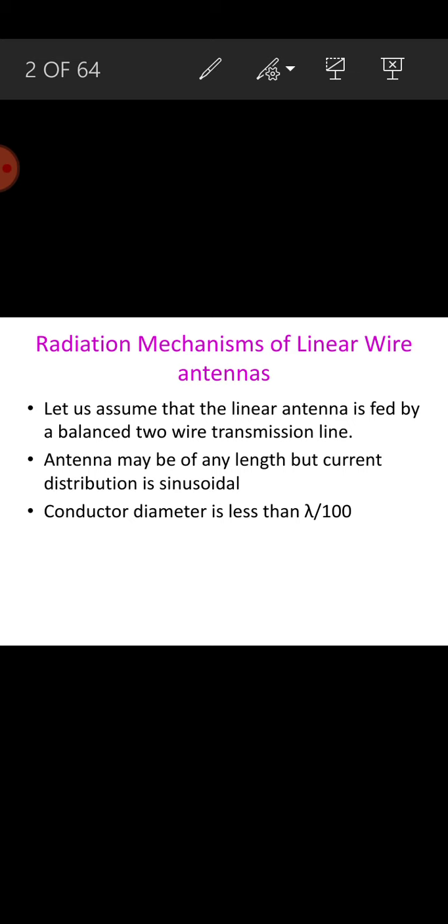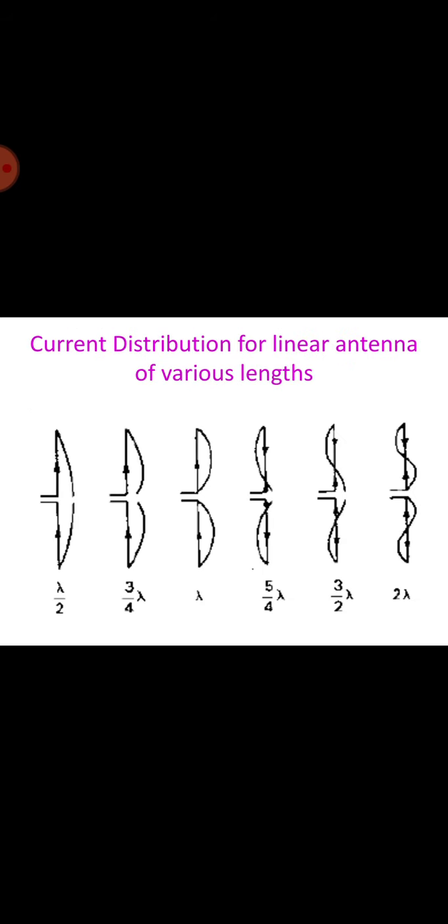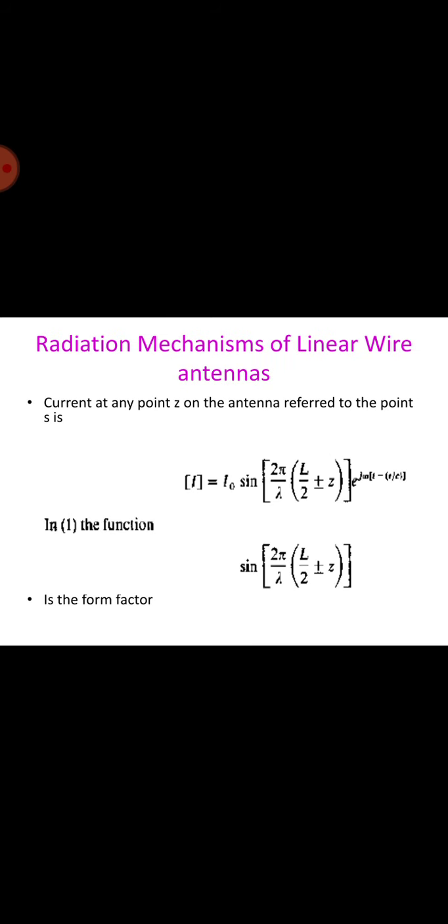Examples of the approximate natural current distributions on a number of thin linear center-wire-fed antennas with different lengths are shown in this figure. The currents are in phase over each lambda by 2 section and opposite in phase over the next. Let us now proceed to develop the far field equations for a symmetrical thin linear center-fed antenna of length L.